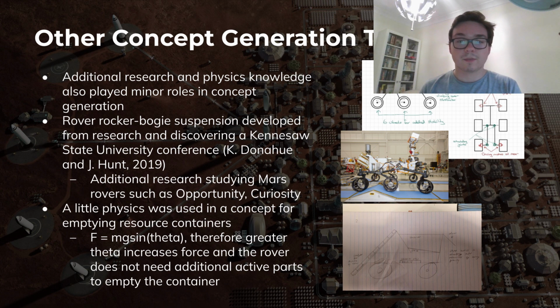The concepts for the 6-wheel rocker bogie suspension were inspired by a conference piece at Kennesaw State University, along with previous and currently operated Mars rovers such as Opportunity, Curiosity, and Perseverance. Physics knowledge was also utilized in conceptualizing a ramped floor for the resource container, as the force parallel to the slope is mg sin θ. By making the slope angle great enough, the resources would eventually pour out when the doors of the container are opened without any external influence.